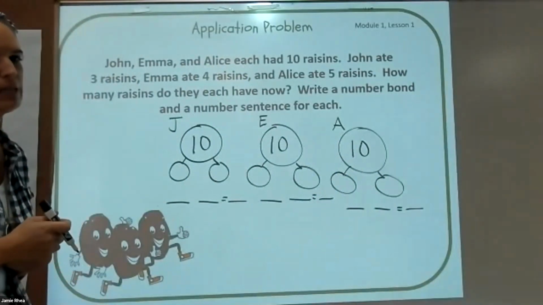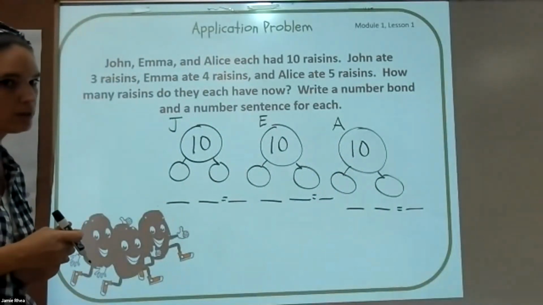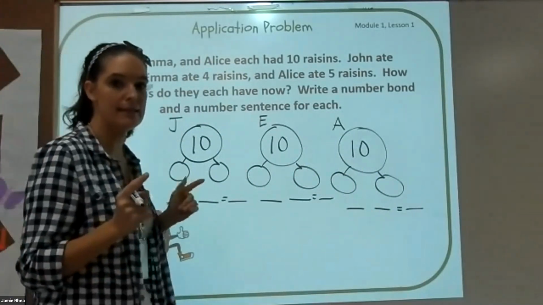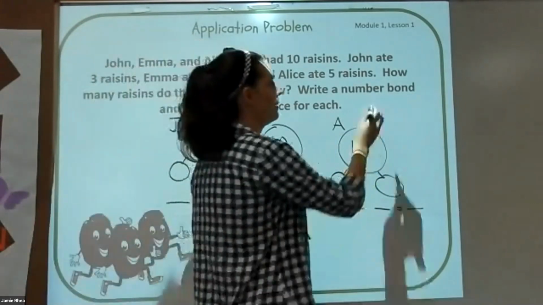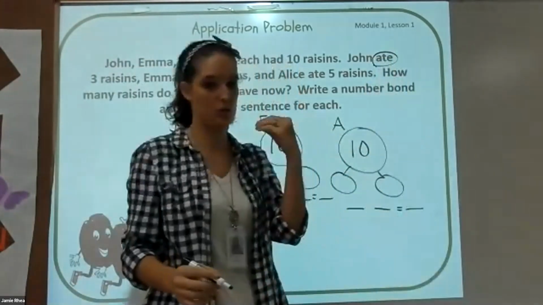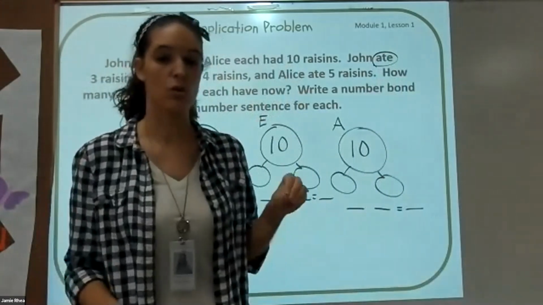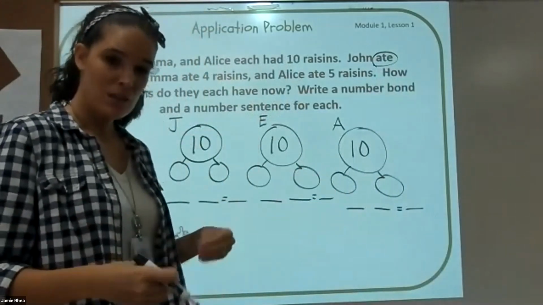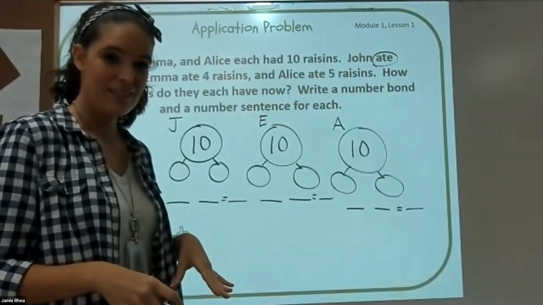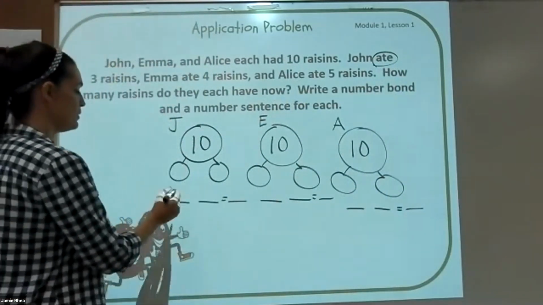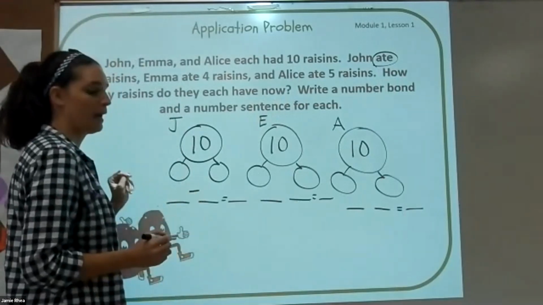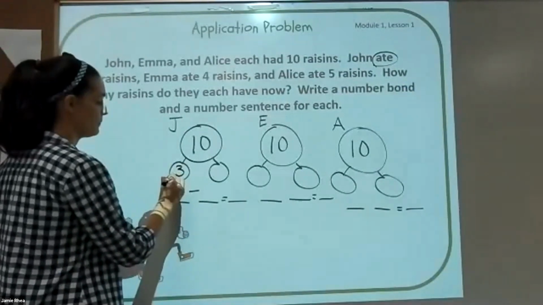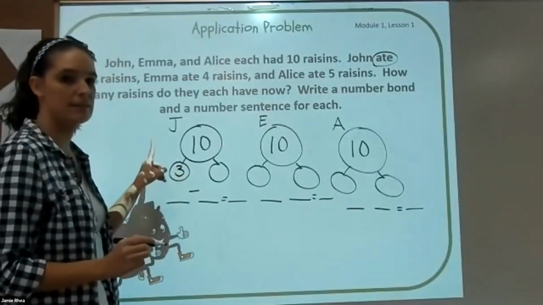John ate 3 raisins. Is there a clue there? John ate 3. Now, ate is a clue. It's not the number 8. It's like I put it in my mouth, chewed it up, and swallowed it. Ate means that I'm taking away because they're going into my belly. So I need to do what? I need to subtract. So I'm going to subtract how many? He ate 3. So I'm going to put 3 as my part. Okay. Now let's keep reading.